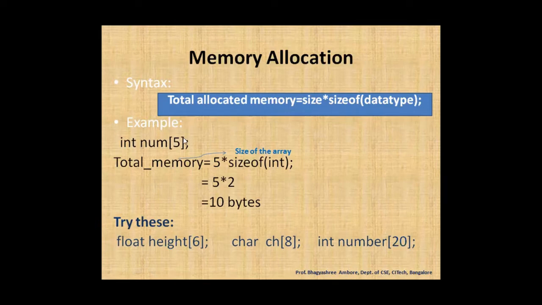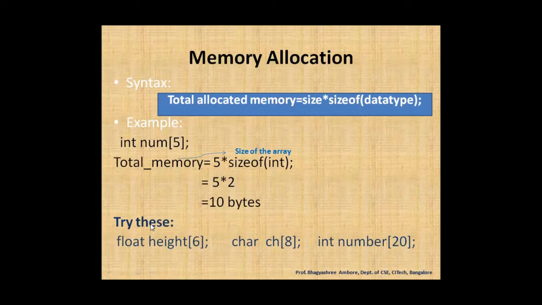Now we'll see one example. I have made a declaration integer number of 5. That is, I have grouped 5 numbers of type integer. So what is the total memory space allocated for this declaration? What is the size of the array? 5 into the size of integer. The size of the array is 5. And what is the data type? Integer. Now, size of array is 5, size of integer is 2, so in total it is 10 bytes.